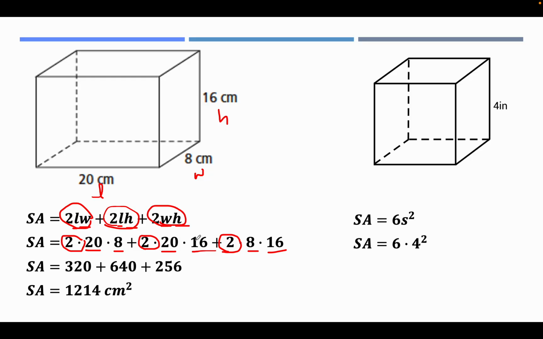For our cube, we have 6 times s squared, s being 4, and the order of operations tells us that before we multiply 6 times 4, we must do our exponents first. So that is 4 squared, which is 16, times 6 is 96 inches squared.